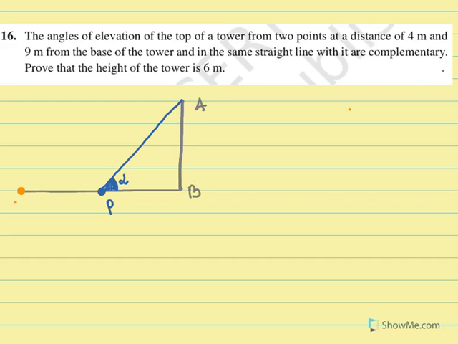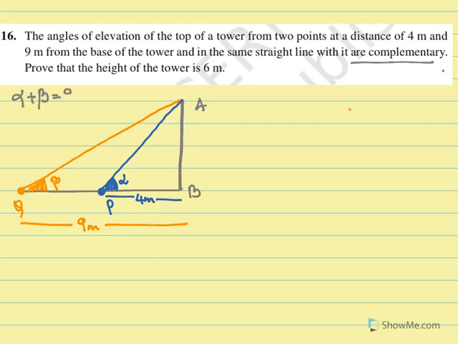And from Q, here this is Q, here is the angle of elevation. I will call it beta. Now the distance is 4 and 9. So this distance here is 4 meter. And this distance here is 9 meter. They've given us something else. They said these angles are complementary. That means alpha plus beta equal to 90. We'll use this information later.